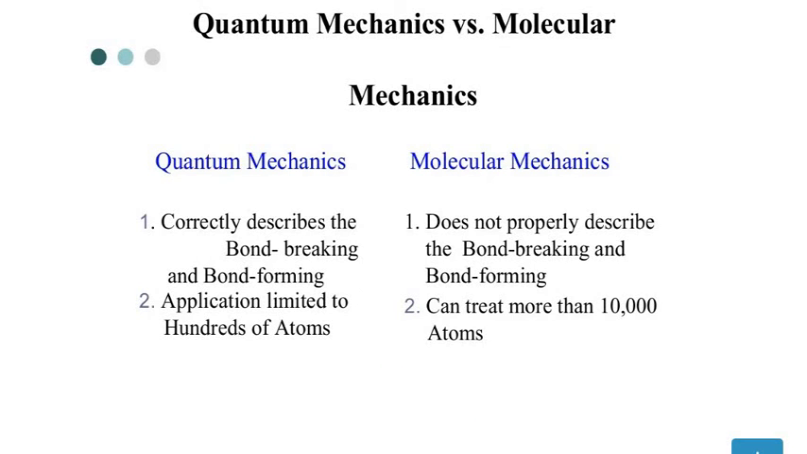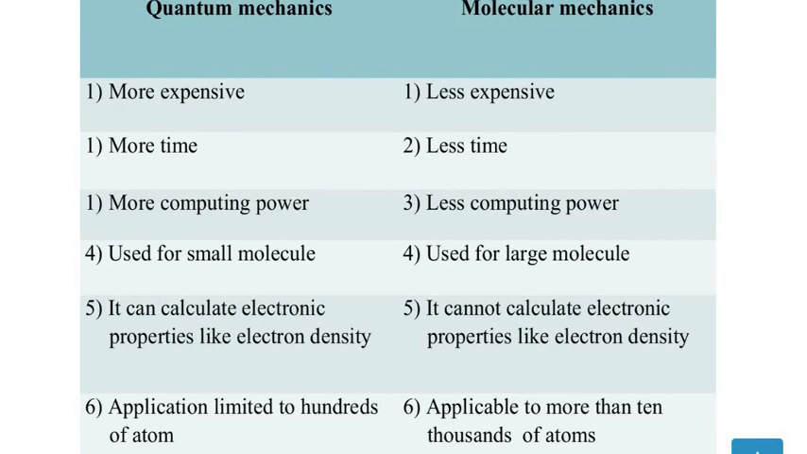So, quantum mechanics versus molecular mechanics. What is the difference? Quantum mechanics correctly describes bond breaking and bond forming. Applications are limited to 100s of atoms. Molecular mechanics does not properly describe bond breaking and bond forming, but can treat more than 10,000 atoms.